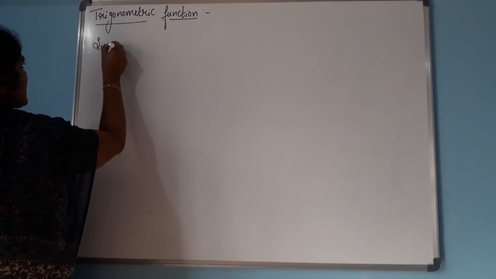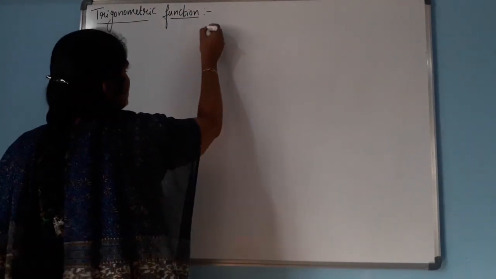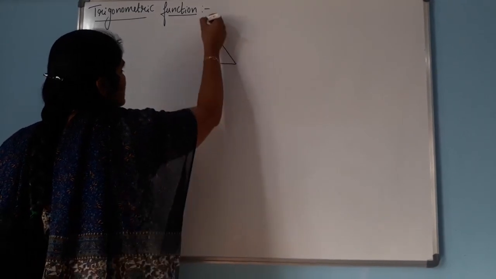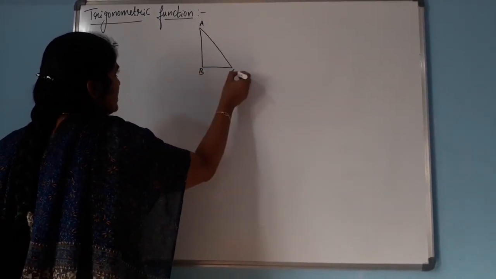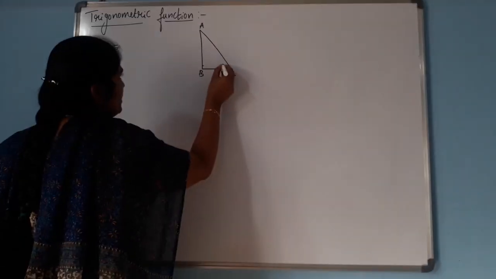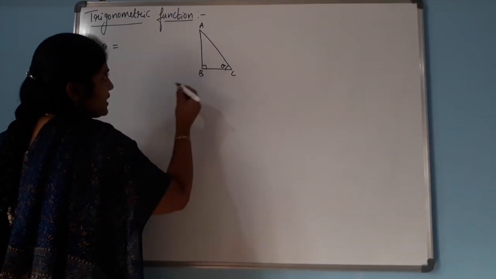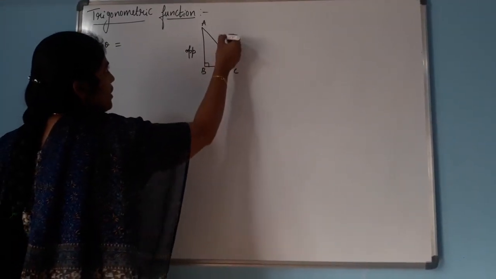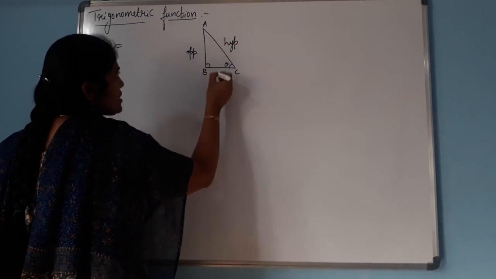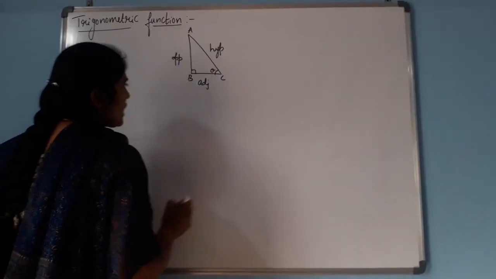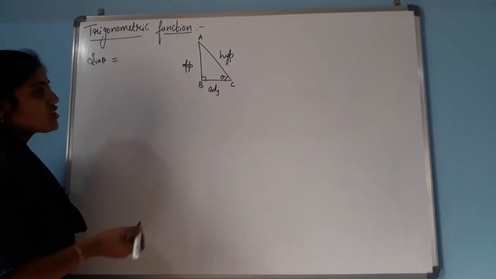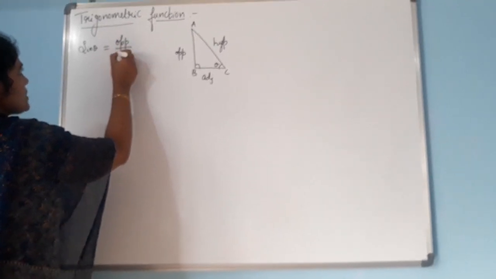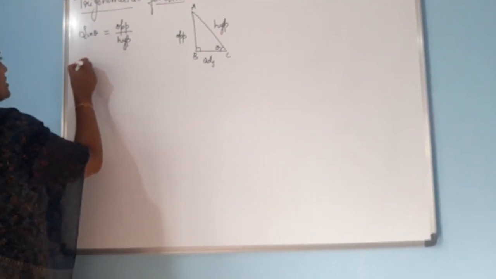What is the definition of sin theta? If we consider a right angle triangle ABC, where theta is the angle at C and this is 90 degrees. The side opposite to the angle is the opposite side. The side opposite to 90 degrees is the hypotenuse, and the remaining side is adjacent. So the definition of sin theta is opposite by hypotenuse.